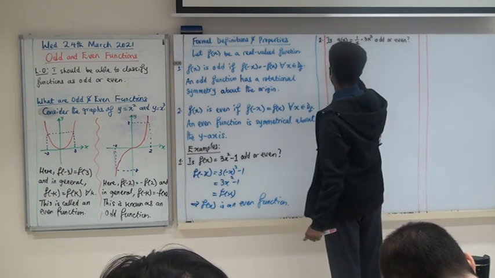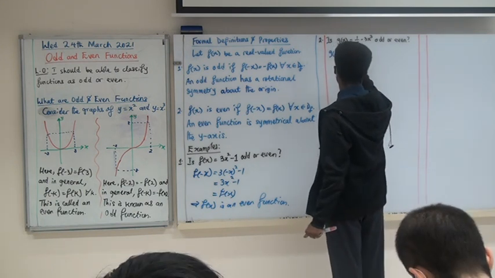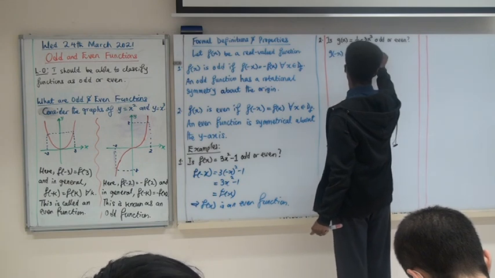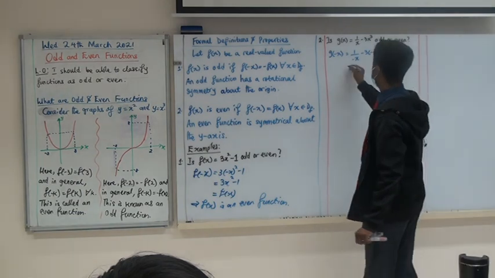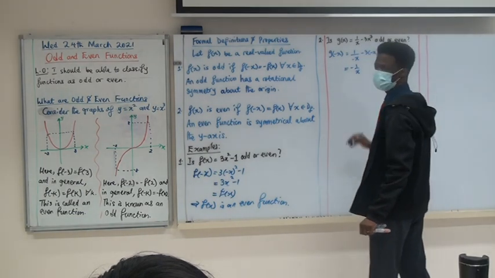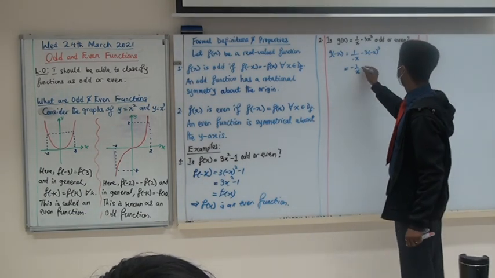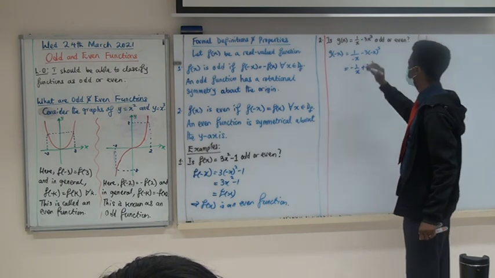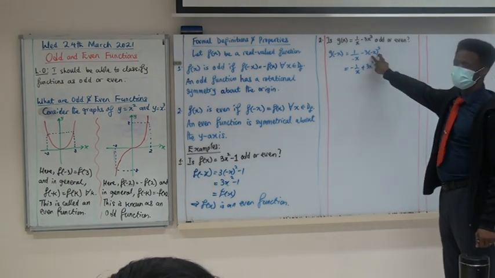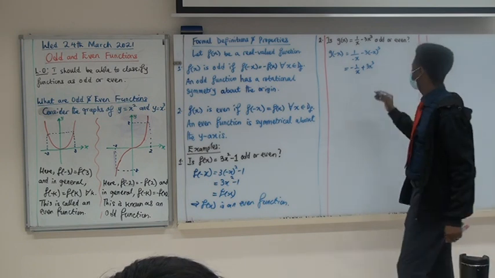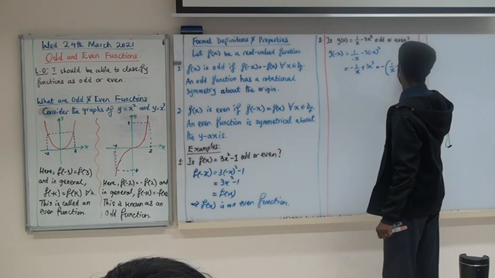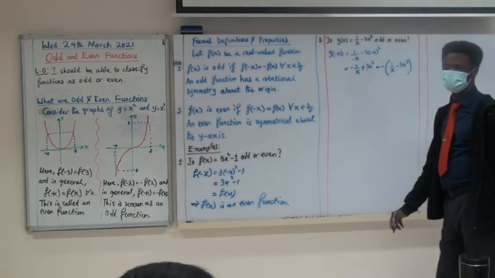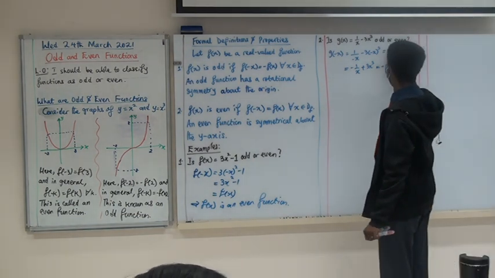Again, g of minus x, look at the board. Which gives you that. You agree? Because this is going to be negative and this is positive. Negative. If you want me to show this first, I'm happy to.